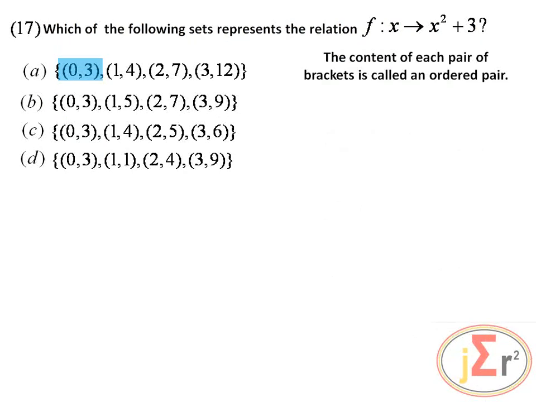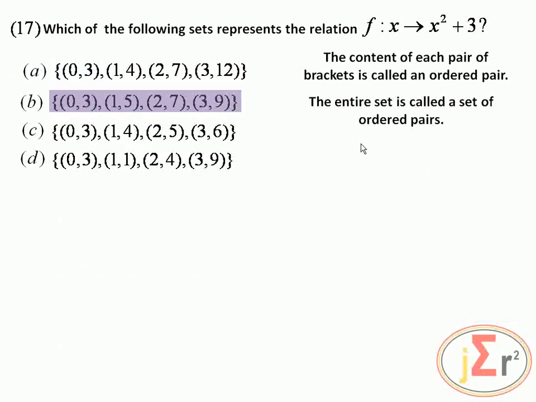The content of each pair of brackets is called an ordered pair. So we are just looking at the definition of some of these terms that we are going to be using, or at least explaining what the devices are, giving names to them, so that in the long run we can say that we know what these are called. So the contents of each bracket is called an ordered pair. And of course we have a lot of them right here enclosed in braces.